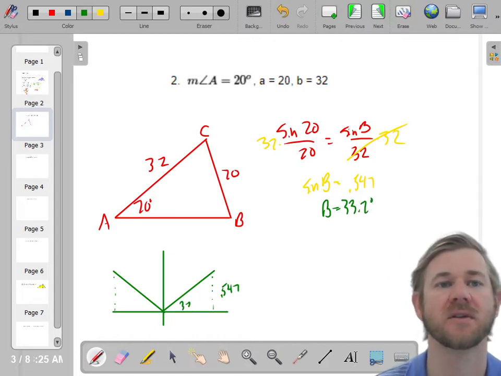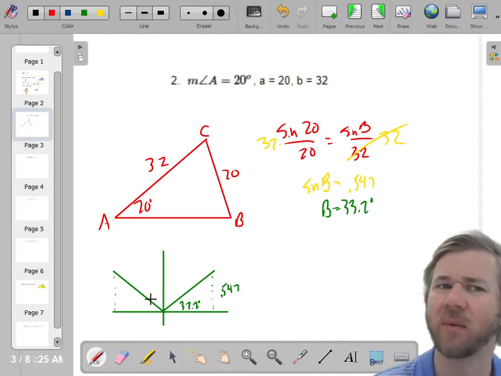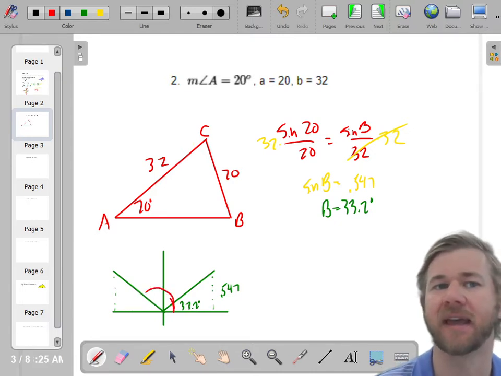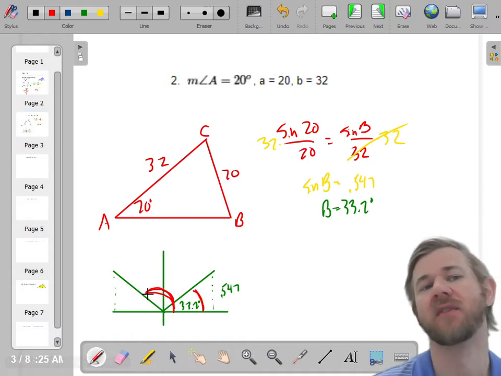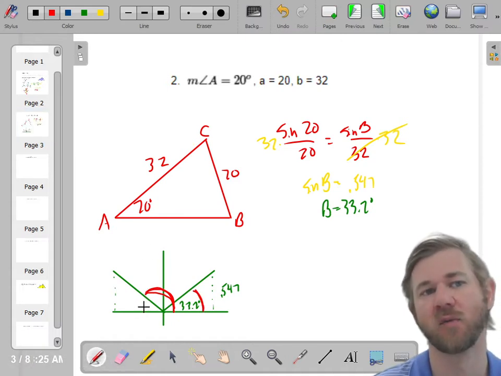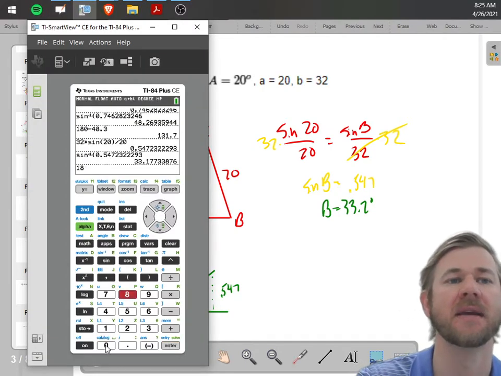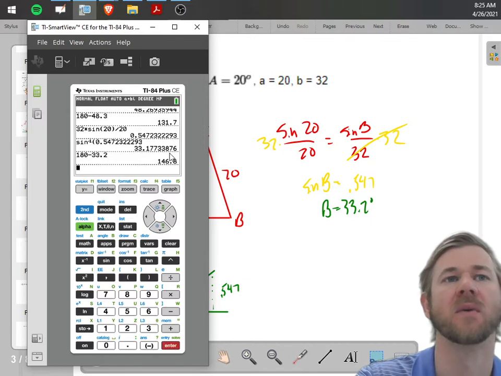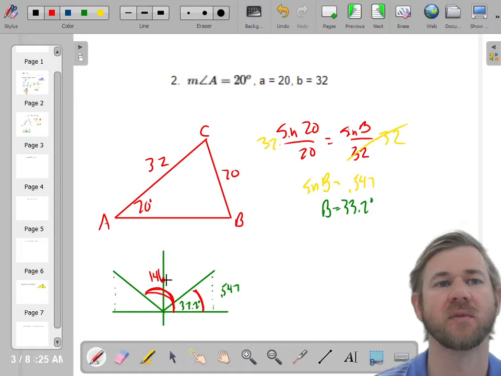So this is 33.2. But again, it's possible that we're actually talking about this angle or this angle. It could be either one. And the way we would find this angle is if this is 33.2, we would find the supplement. So I'm also going to just, while I'm at it, go 180 minus 33.2 and get 146.8. Okay, 146.8. What do you mean 146.8?